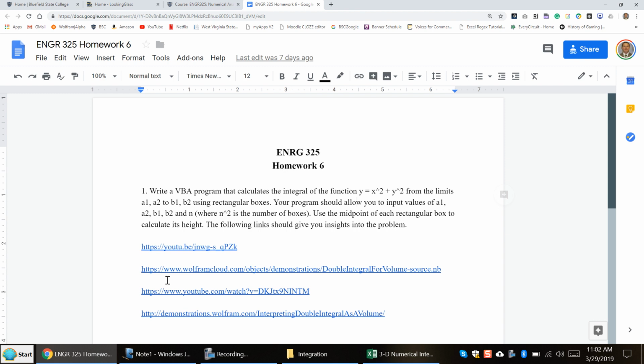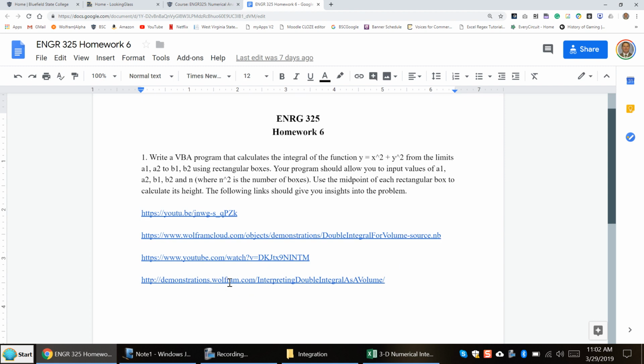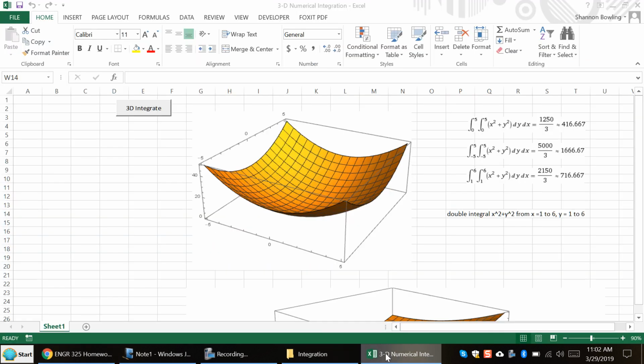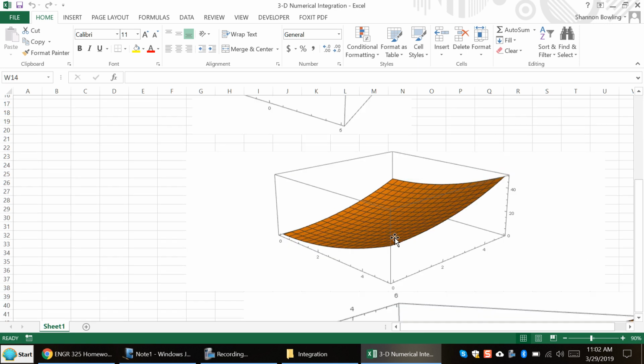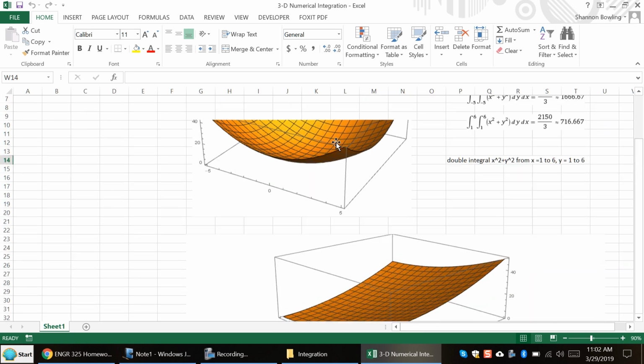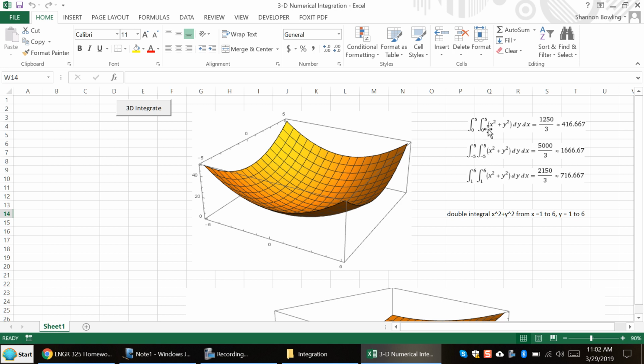Okay, and then I gave you some of these links just to kind of give you some insights into what the problem actually is. So I'm just going to go through the code. I'm going to provide this spreadsheet. I'll post it in Moodle. I did this in Mathematica just so you can kind of see what these surfaces look like, and also give you a couple examples over here with the limits. So when you plug your numbers in, you can see if it's actually right.